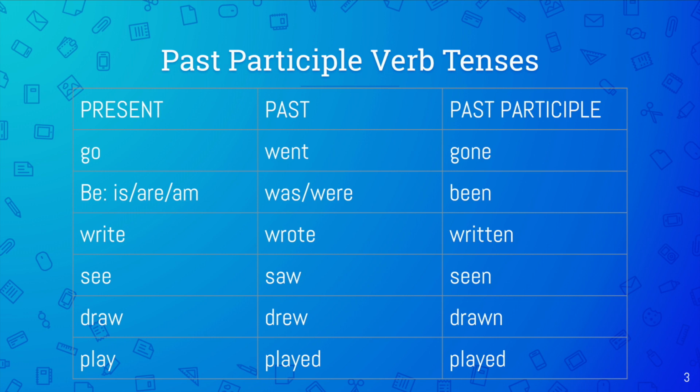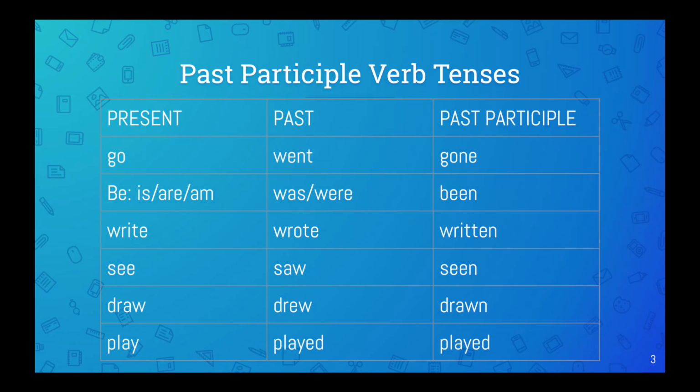Now remember, the past participle verb tense is not always the same as the past tense. For most regular verbs, like the one at the bottom, you just add ed for the past and past participle. So play is present, played is past, and played is also the past participle. But a lot of verbs are irregular. They have three different forms. For example, go is present, past is went, and past participle is gone.